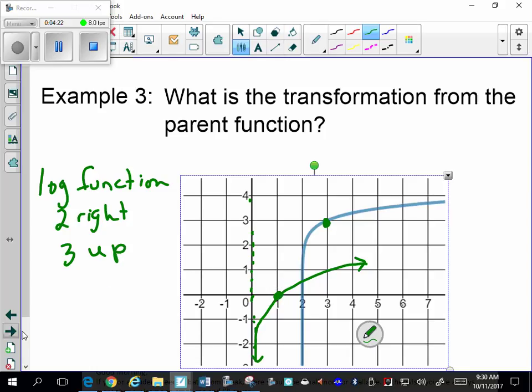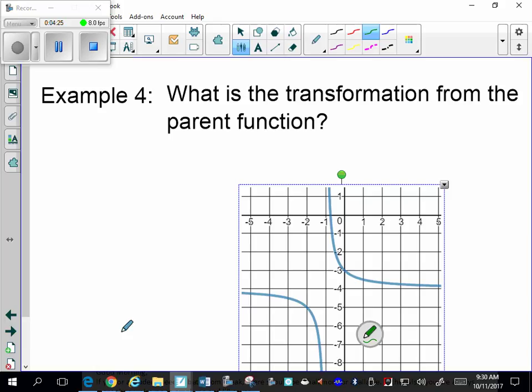Next one, what transformation? It's always from the parent function. What parent function is this? That is rational. Rational starts at 1, 1 and negative 1, negative 1. And then there are asymptotes along the y-axis and the x-axis. And so you just draw a graph that doesn't go through the asymptotes. It just stays along the asymptotes, curves straight along the asymptotes.